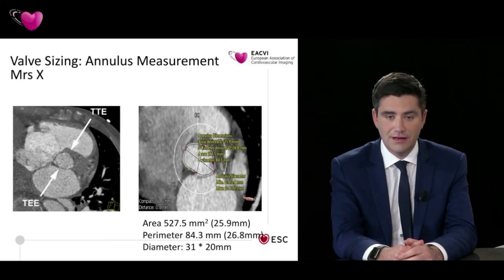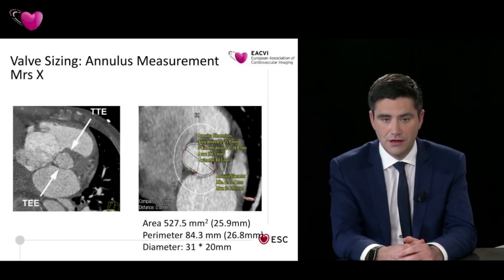So we did that in our patient, Mrs. X, and the measurements are shown below.